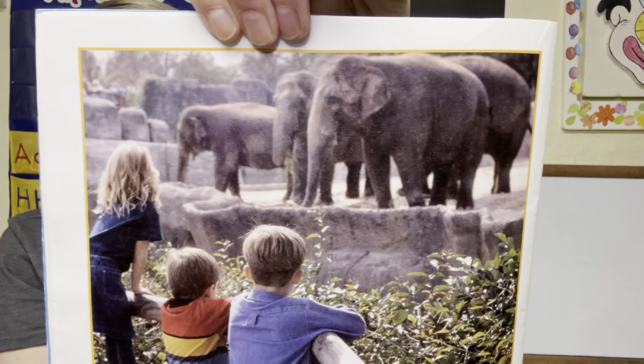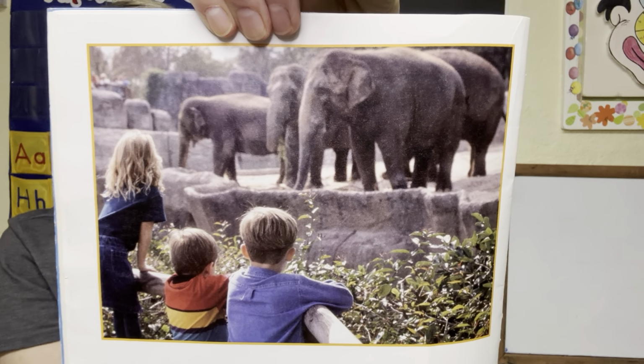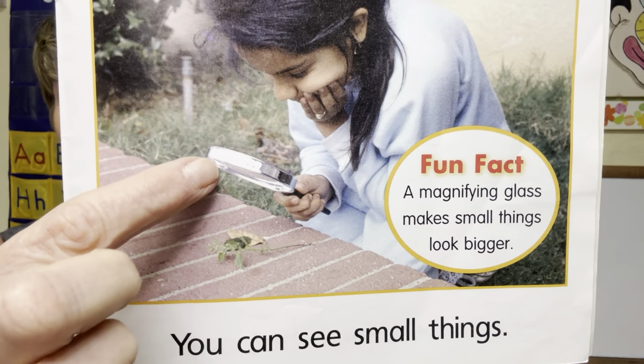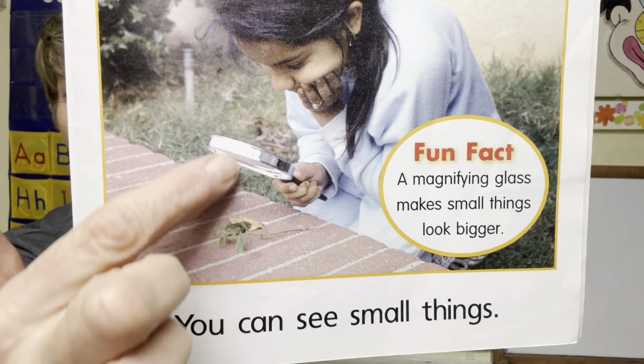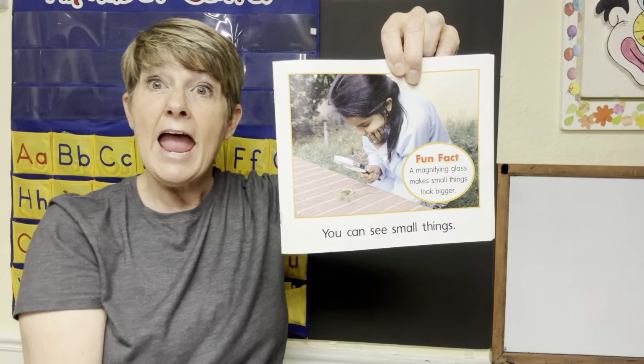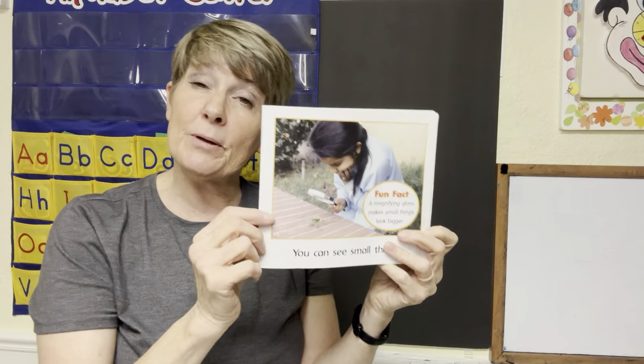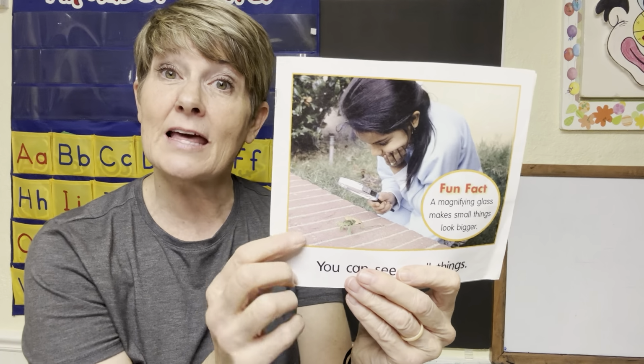You can see big things. You can see small things. Did you know that there's a fun fact? If you use a magnifying glass, does that make things bigger? And that's what real binoculars do. These aren't going to make things bigger. They're going to make things fun. But real binoculars are like a magnifying glass. They make things bigger.